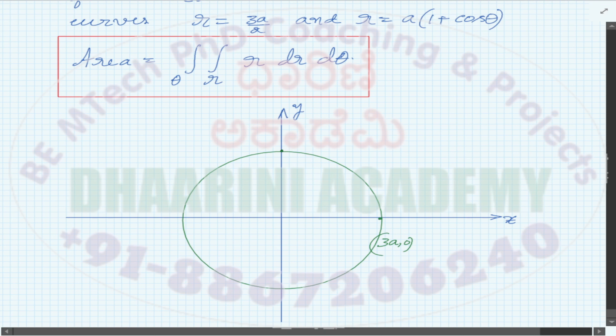Now if you want to write the coordinate of this point, the length from the origin is along the y-axis, so this is 0 comma 3a by 2. Similarly, the other coordinate of this point is minus 3a by 2 comma 0, and the coordinate of this point should be 0 comma minus 3a by 2. All right, so we understood this is the first curve.